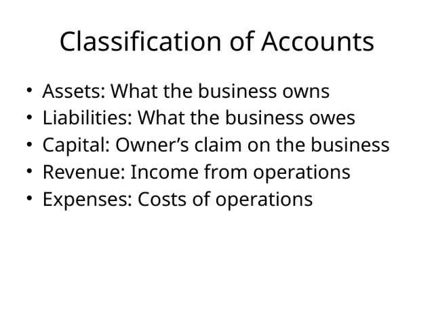Then there's capital, which reflects the owner's claim on the business. It's what the owner has invested, plus any retained earnings, and it shows the net worth of the business at a given point in time. Moving on, revenue is the income generated from the core operations of the business, like sales of products or services. It's what brings money in and is crucial for assessing the business's profitability. Finally, expenses are the costs involved in running the business, like salaries, rent, utilities, and supplies. These are the outflows that reduce profit.